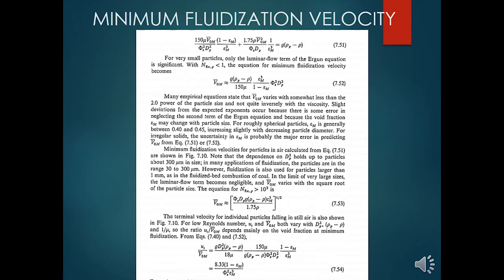The final topic in this module is the derivation for the minimum fluidization velocity. I haven't provided the full derivation here, but it is easily available from the textbook of McCabe-Smith. We get an expression for the minimum fluidization velocity from the Ergun equation, and then we have two cases: when we apply the Stokes law regime and when we apply the Newton's law regime, for low Reynolds number and high Reynolds number respectively.